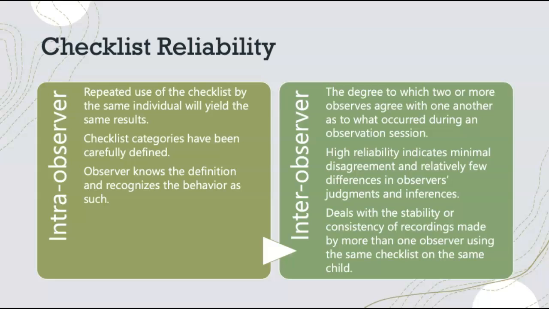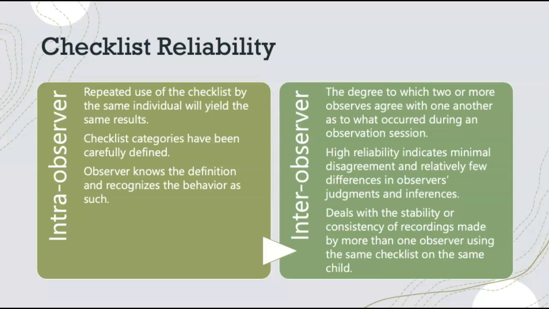There are two types of checklist reliability. Intra-observer means that the repeated use of the checklist by the same individual will yield the same results. This can be accomplished if the checklist categories have been carefully defined, if the observer knows the definition of each item on the checklist, and is able to recognize the behavior as such. In most cases, I would use the same checklist on multiple children, but the information would relate to what I believe the child has done.